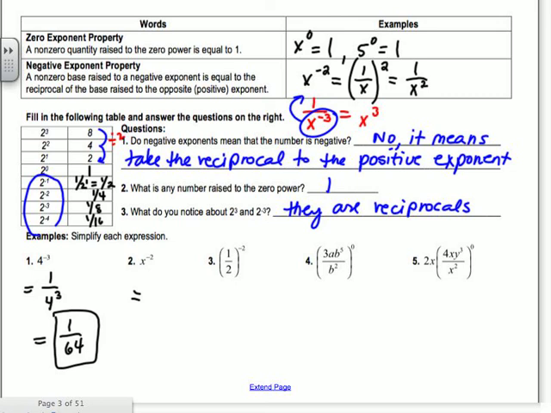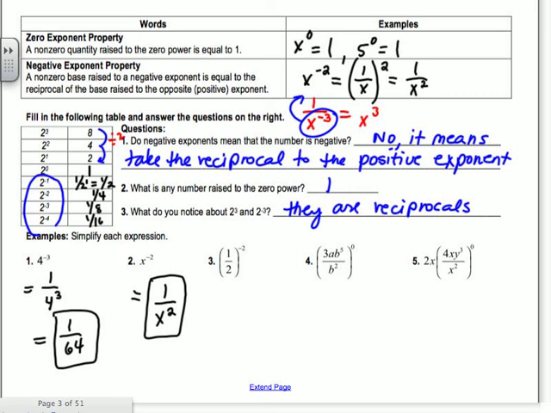What was it? 1 over x squared. Right, you need to know that. So 1 over x squared. So a lot of times your instructions will say, make sure there are no negative exponents in your answer. Okay, so that would be a way to get rid of a negative exponent. Write it as 1 over x to the positive 2.